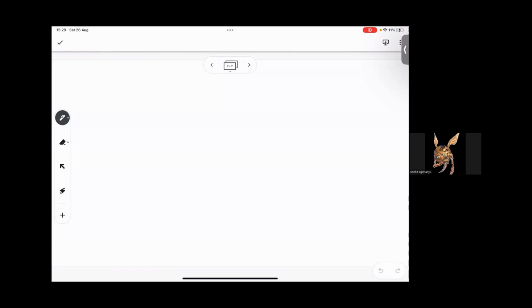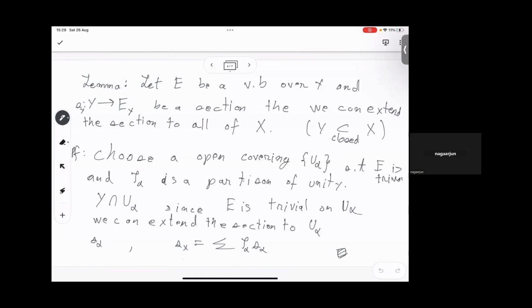Okay. Any questions? How do you know it is actually an extension on all of X? You have defined S_X as the summation of rho alpha S alpha. Can you prove it's actually a section? What you're asking is why rho alpha S alpha, this multiplication itself, is a section on all of X. Is that what you're asking?